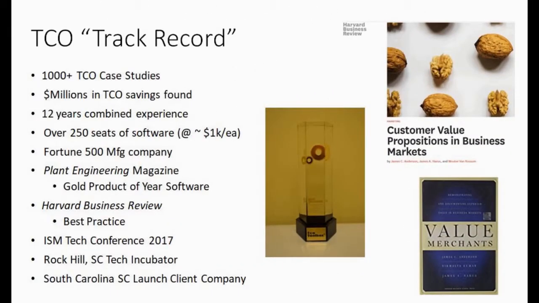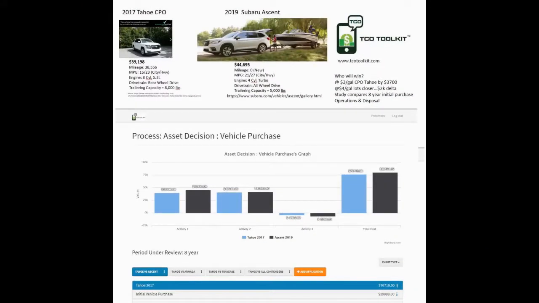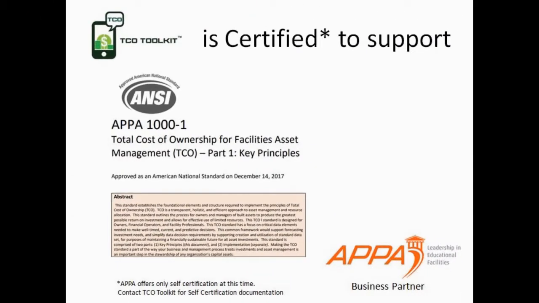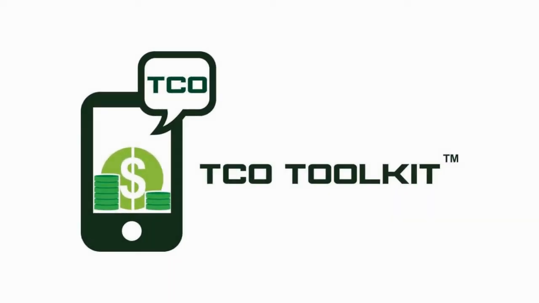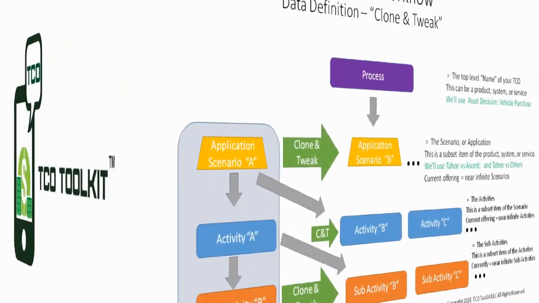We're going to begin with the end in mind. We're going to walk you through a case study that everyone can relate to. It's a case study on how to do a TCO on a car purchase decision. We're also going to walk you through some of the highlights as how the TCO Toolkit is certified to support the ANSI standard, APPA TCO Standard Part 1. We'll cover that in a separate section, and let's just go ahead and dig into it.